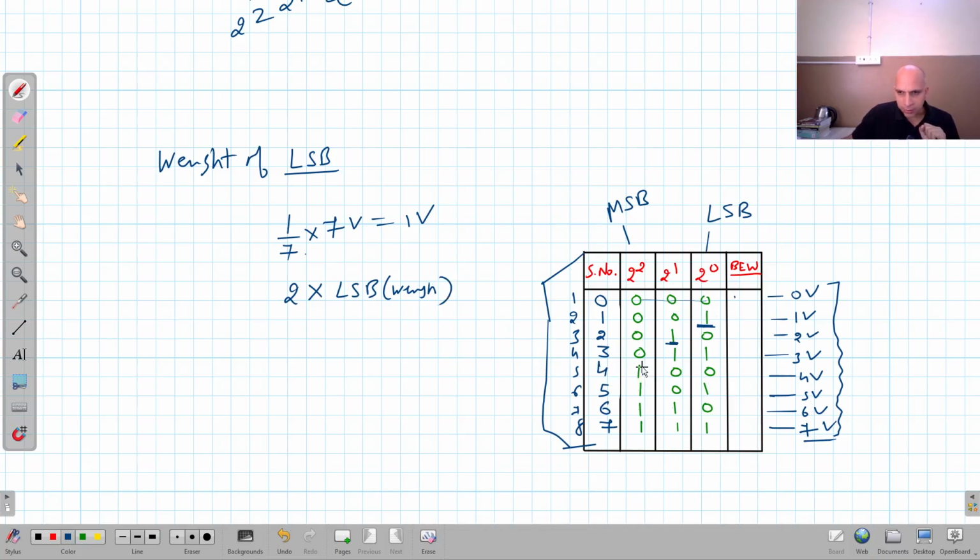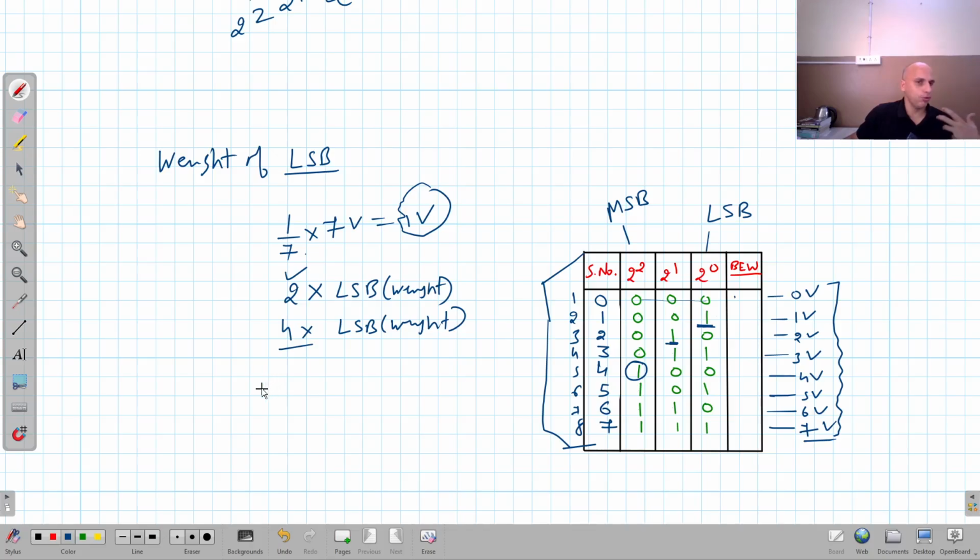Similarly, if you come across this one, now this is the one at MSB, other 2 digits are 0 0. So when 1 is appearing at MSB, I am getting 4 volt. It means it is 4 times the value of the LSB weight, right? So the weight of LSB means if bit 1 is appearing at LSB, then I am getting only 1 volt. But if it is appearing at the second LSB, then it is 2 times. Then at the MSB or third, it is 4 times.